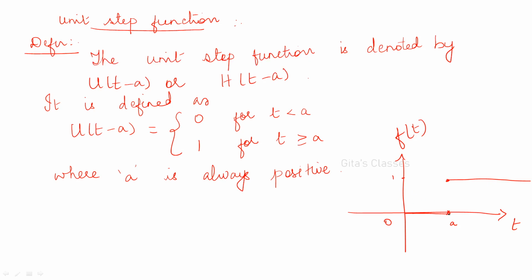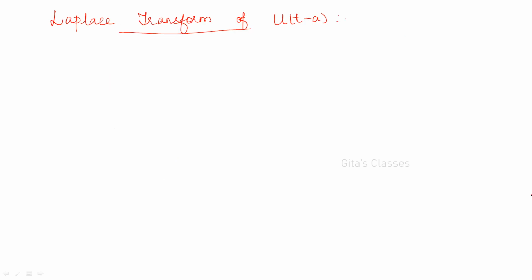Up to less than a it is 0. From a the value of the function is defined as 1. So this is called the unit step function, and a is always positive, that is, we are going to take it on the right hand side only. And now the Laplace transform of u of t minus a.